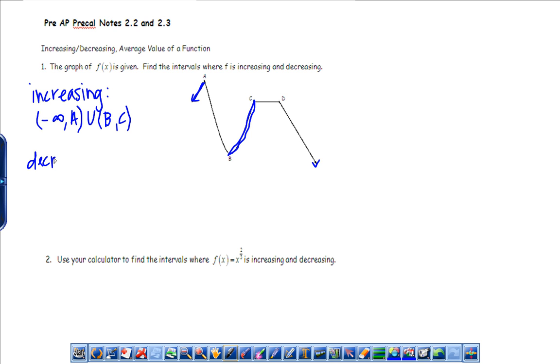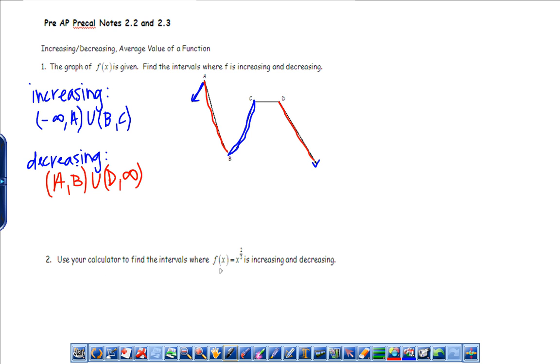So let's now decrease. Since this was increasing, this section is going to be decreasing. So I'm going to say A to B. And again, since A is in both sections, I'm going to use parentheses and union. And again, this was horizontal, so I'm not doing anything there. And I'm going to decrease from D to infinity.